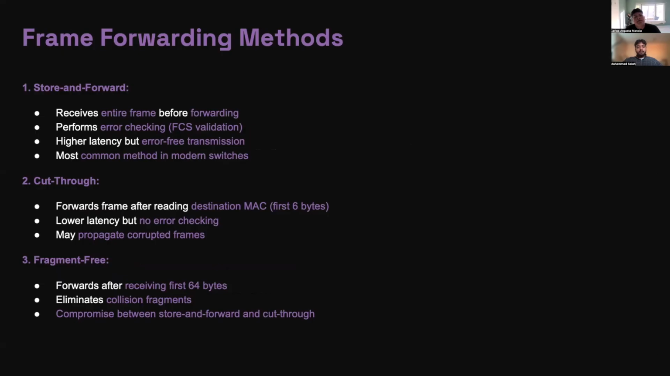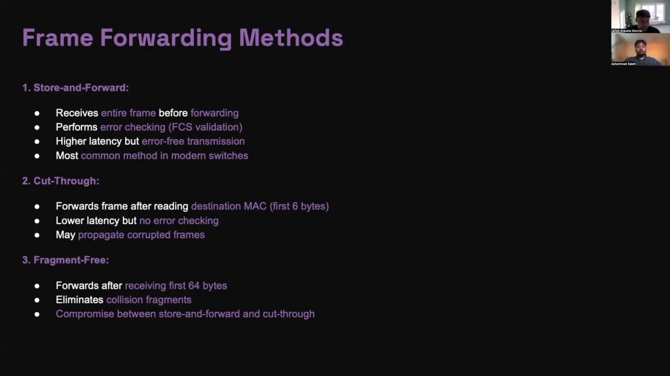So when we talk about the frame forwarding methods that a switch has, there's store and forward, where the switch receives the entire frame before forwarding that data, and then it performs error checking or FCS validation. Basically, it'll verify that all the frames are in line before forwarding. Checking that entire frame creates higher latency, but it essentially guarantees an error-free transmission, and it is the most common method in modern switches today.